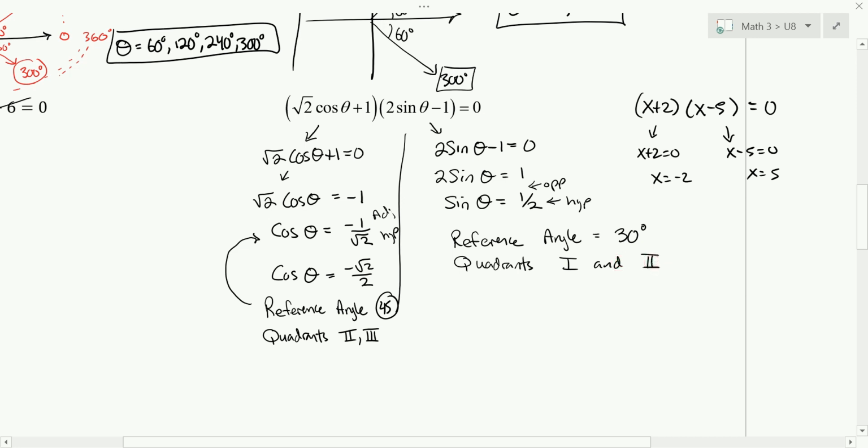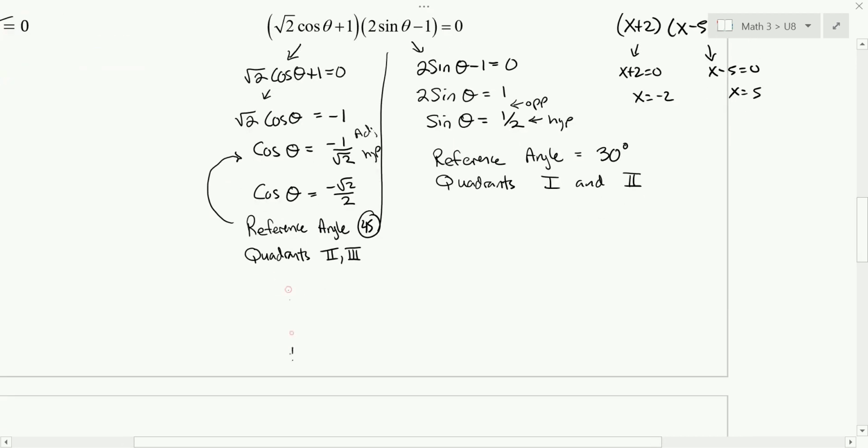Okay. So here I'm going to have two separate pictures, one for the left, one for the right. On the left side, I have 45 degrees drawn in quadrants 2 and 3. And the x-axis at that point, we have 180 degrees. If I go back 45 from 180, where do I end up? 135. If I go forward 45, you get 225. So those are the two answers to the cosine part.